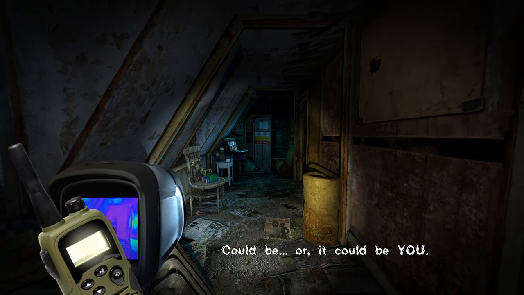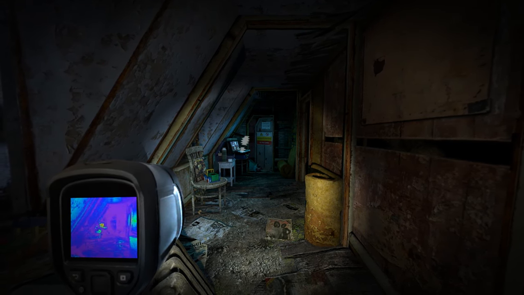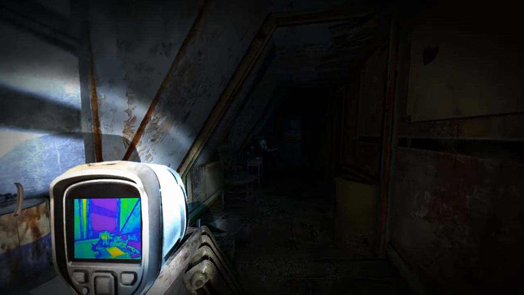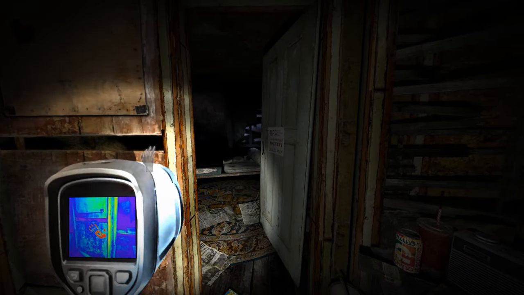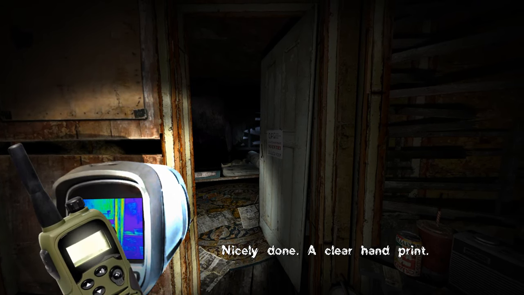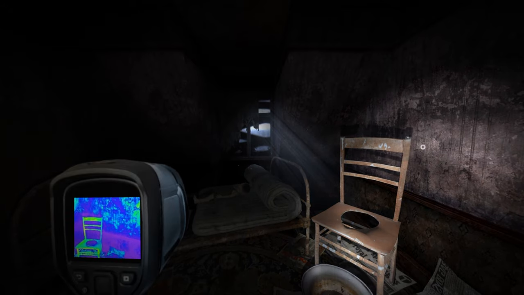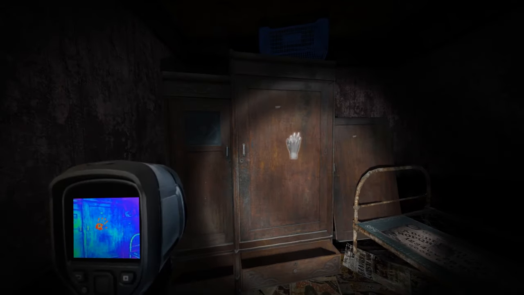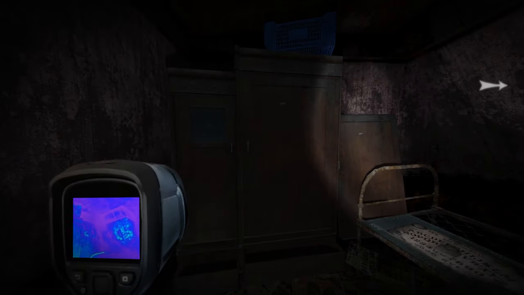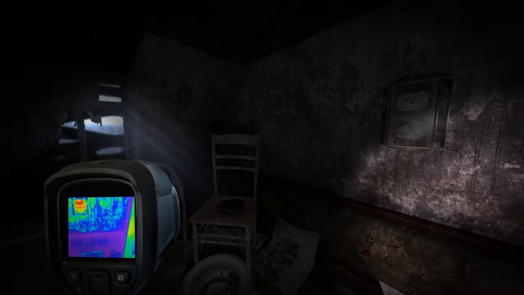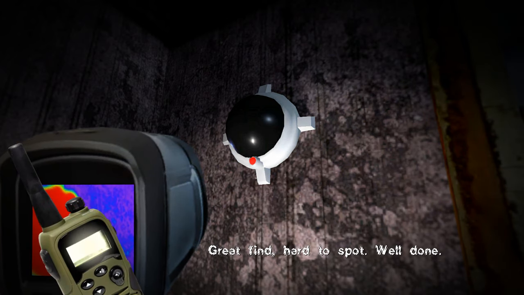Ghost? Could be. Or it could be you. Your presence, it sets something off. Got that magic aura that pisses off ghosts. There's a handprint. Nicely done. A clear handprint. Great. There's another one. Good evidence. A handprint? Great find. Hard to spot. Well done.